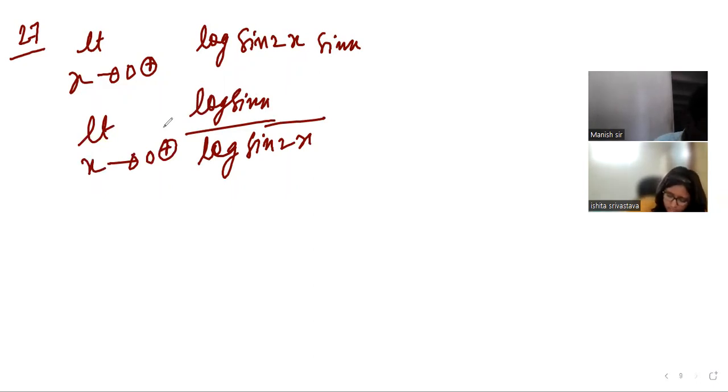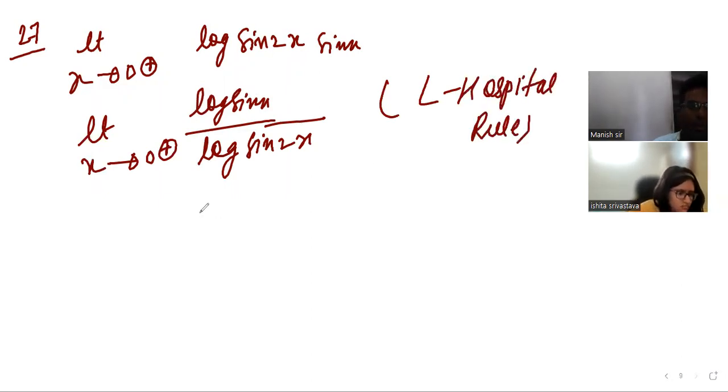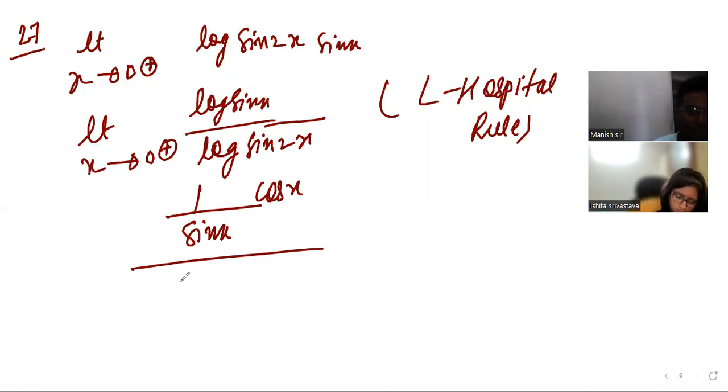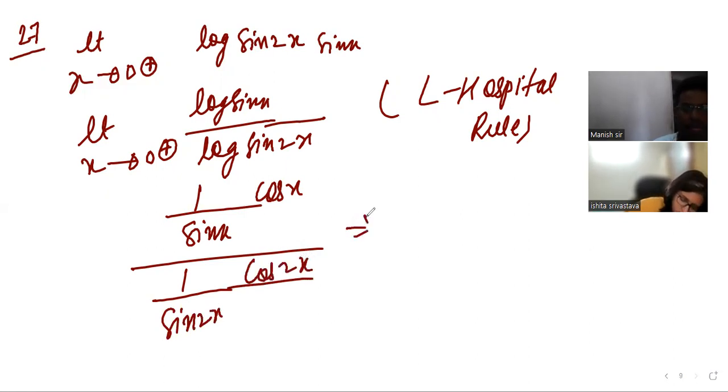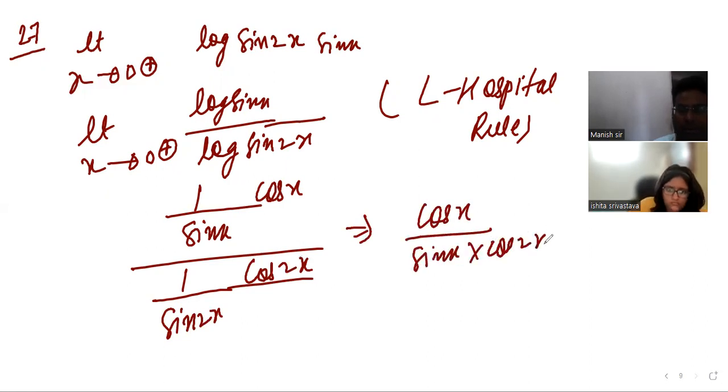Now apply L'Hospital rule. Log differentiation is 1 upon sine of x, and sine of x differentiation is cos of x. In the similar manner, log of sine 2x will become 1 upon sine of 2x, and sine 2x will be cos of 2x. Now arrange it. So it will be cos of x divided by sine of x into cos of 2x divided by sine of 2x, right?